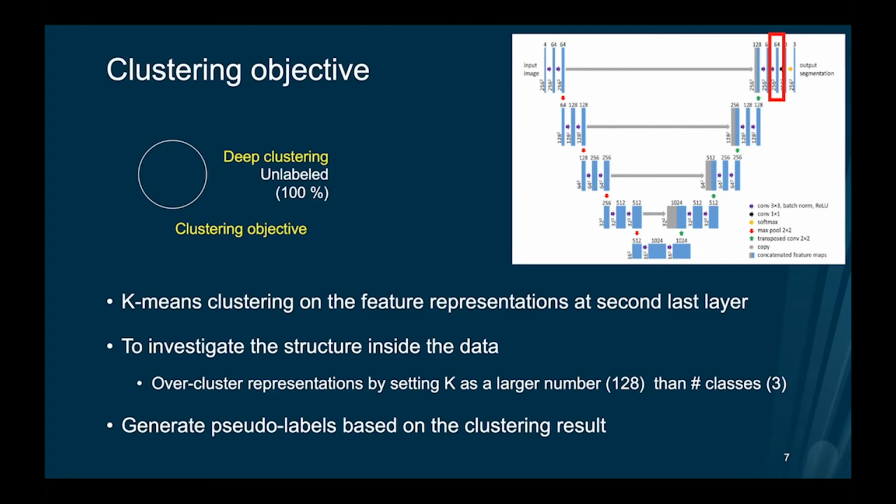And we create pseudo labels for the self-supervision based on the result of k-means, so that the cluster index of each pixel becomes a pseudo label. And now we can update the model with the clustering objective that leverages these generated pseudo labels and cross-entropy loss.